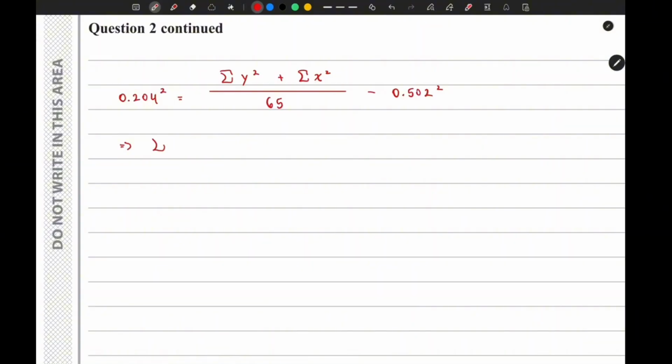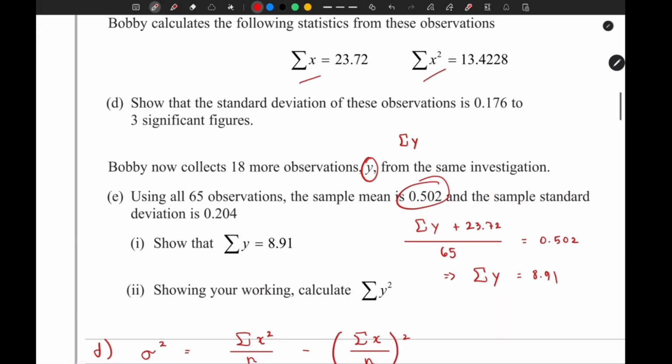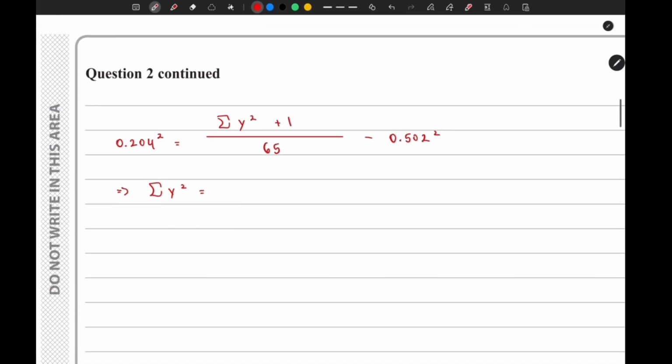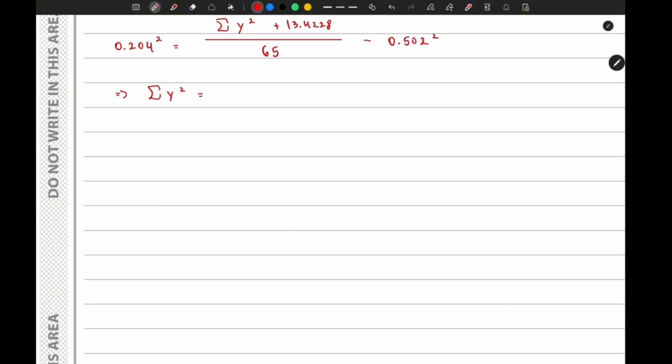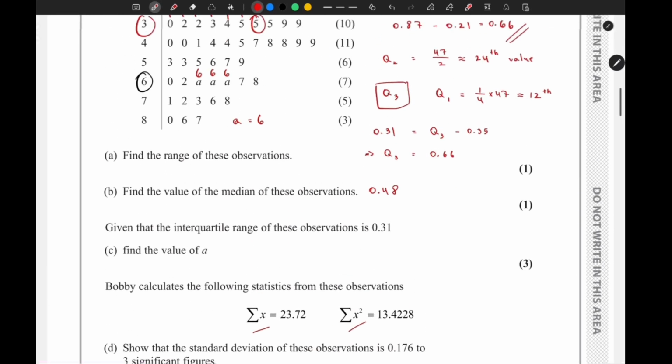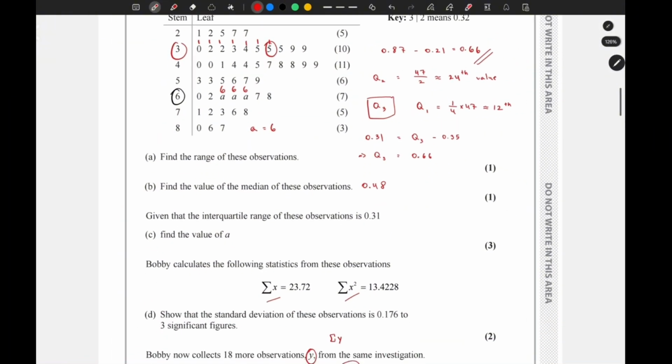So from this we can find the value of the summation of y squared, and the summation of x squared is 13.4228. So the summation of y squared is about 5.66. So that is it for this question.